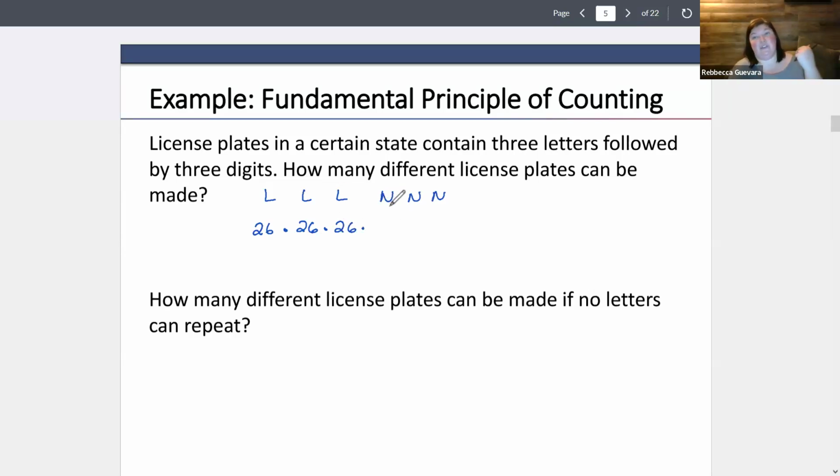Now for the numbers, we can have 0 through 9. So that's 0, 1, 2, 3, 4, 5, 6, 7, 8, 9. That's 10. Sorry, some people don't believe me that 0 to 9 does make 10. That is 10 different ways I can pick a number, 10 different ways I can pick a number, 10 different ways I can pick a number. If I multiply it all together, it's huge. 26 to the power 3 times 10 to the power 3 is going to give me 17,576,000 different license plates.